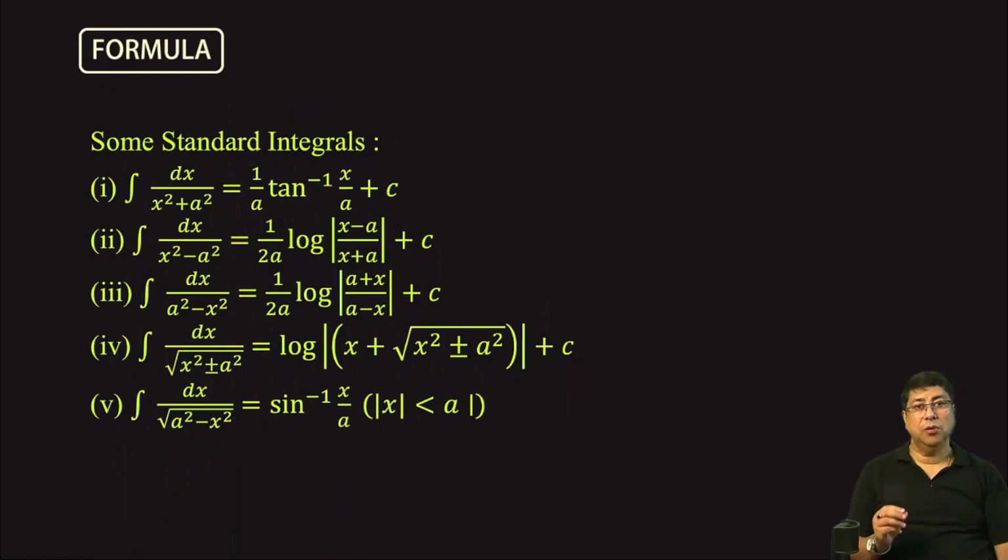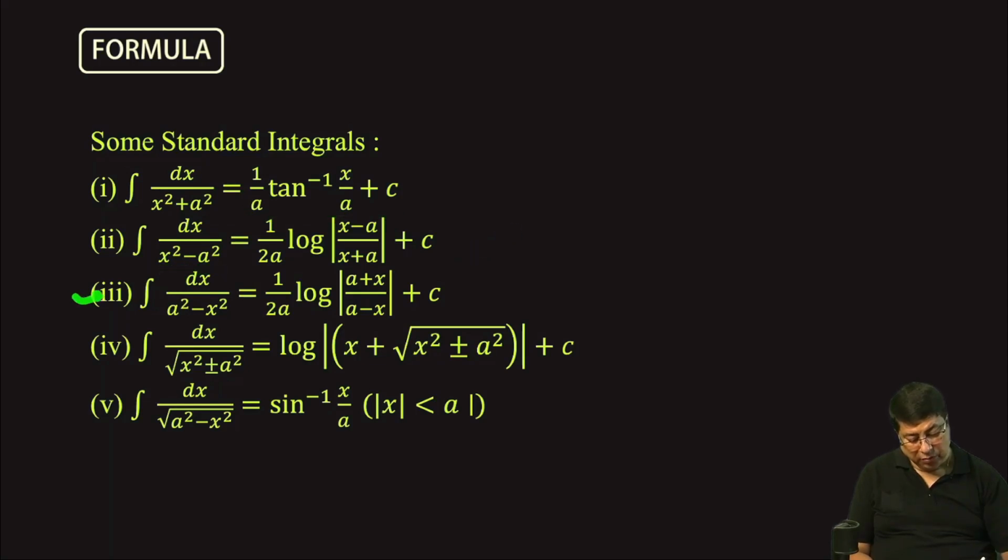So in this video, we'll go through the second part of the substitution. That is the second group of formulas for the substitution. And everyone, these are very important formulas, whatever we are going to do now. So now, these formulas are: integration dx by x square plus a square is 1 by a tan inverse x by a, and integration dx by x square minus a square is 1 by 2a log of (x minus a) by (x plus a).